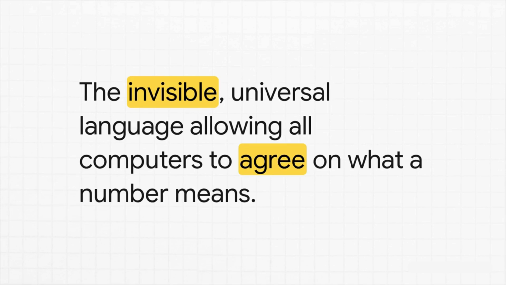Ultimately, that's what this is all about. Before this standard existed, it was kind of the Wild West. Every computer company had its own way of handling decimals, and it was a total compatibility nightmare. IEEE 754 created a true universal language, ensuring that a calculation on your machine will get the exact same result on any other machine in the world.